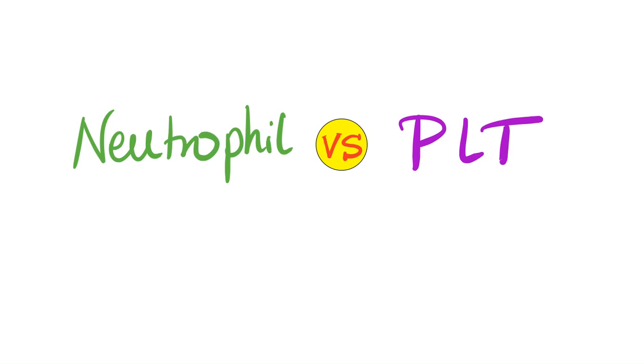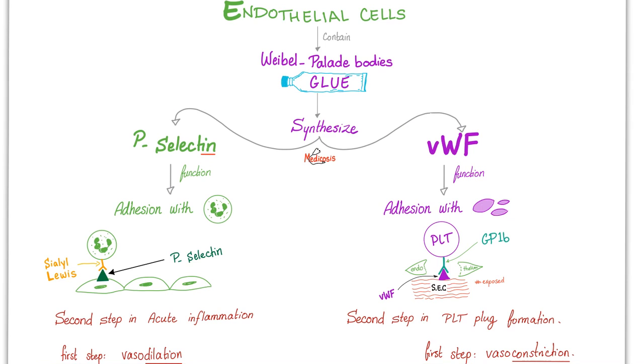Let me do something that has never been done before and compare the neutrophils and the platelet, because this comparison is so profound and relevant. The endothelial cells are the cells that line your blood vessel. Of course you know this. What you do not know is that they contain a glue bottle. The glue bottle is known as the Weibel-Palade bodies. And what is the glue inside the bottle? It's the P-selectin and the von Willebrand factor.